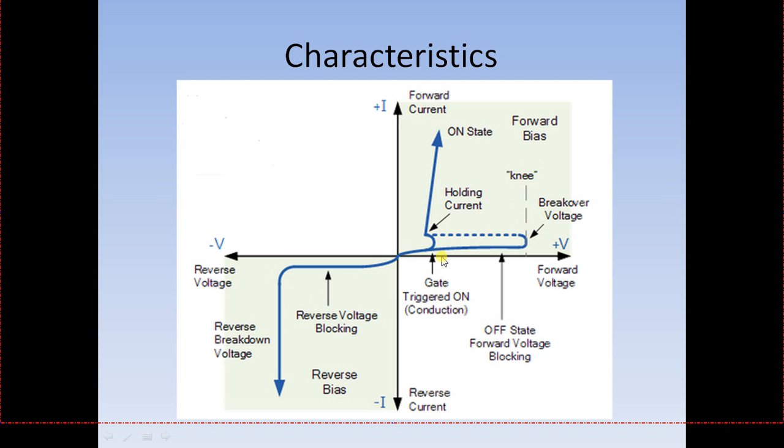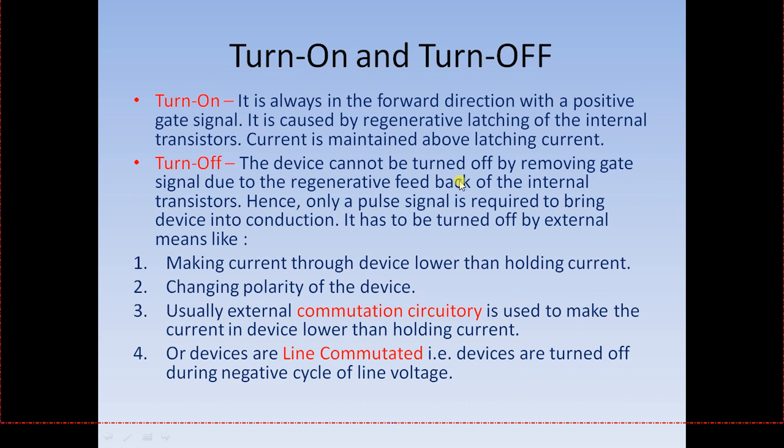Okay, let's go ahead. Turn on and turn off. As we have seen, we turn on the thyristor in the forward region, and to turn it on, we provide a gate signal, and this gate signal causes regenerative latching of the internal transistors. And then the current is maintained above the latching current.